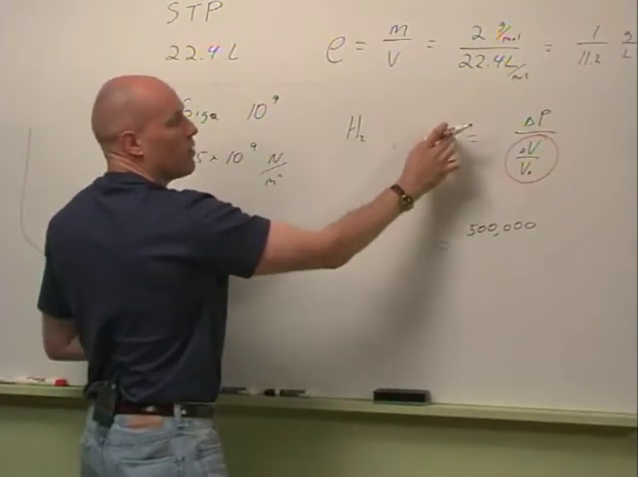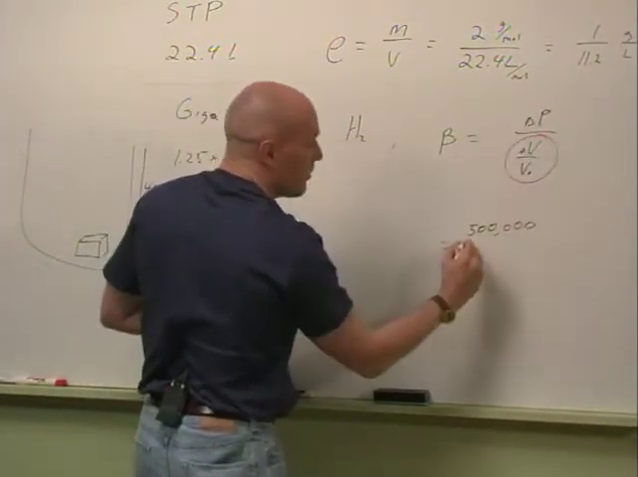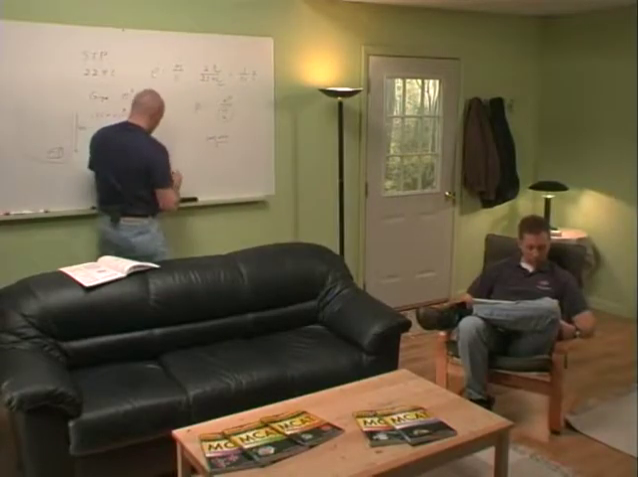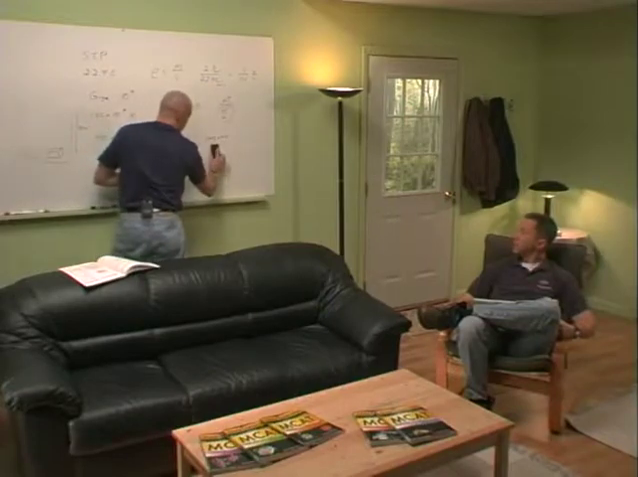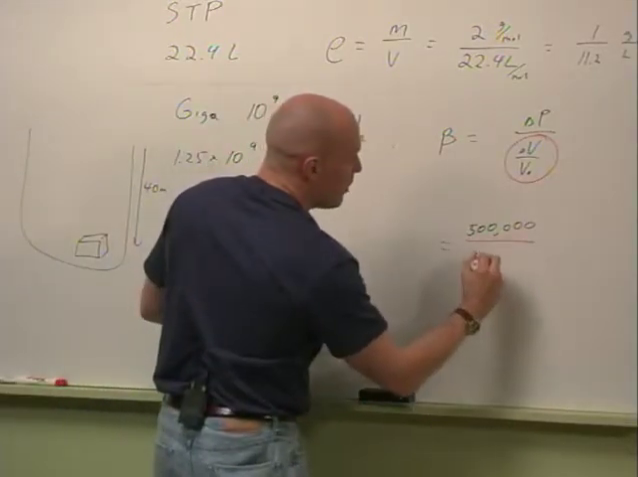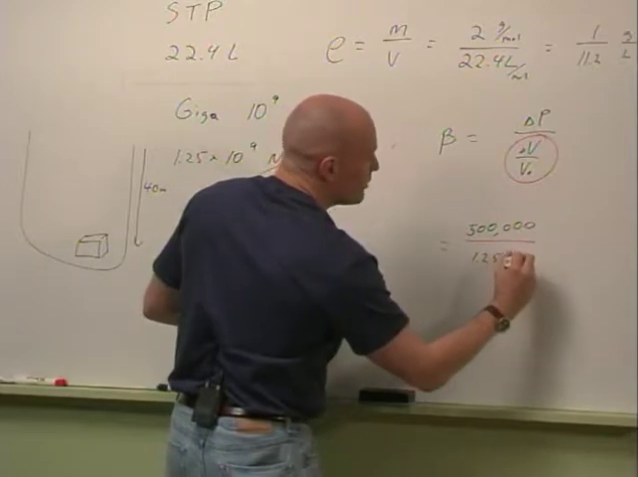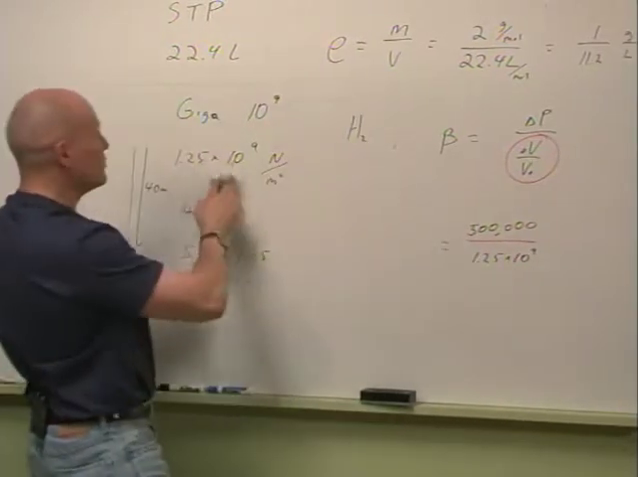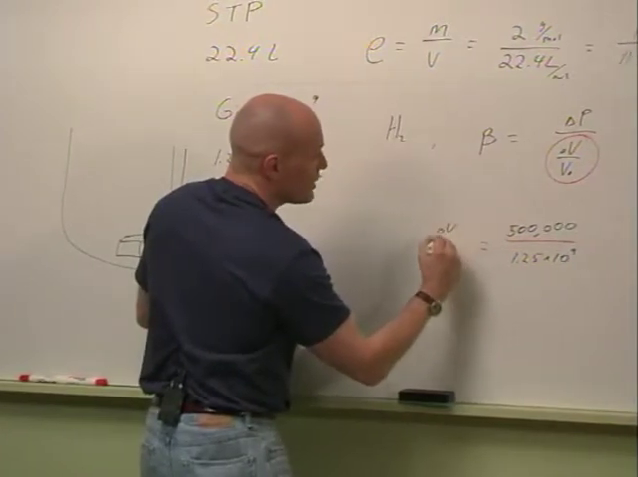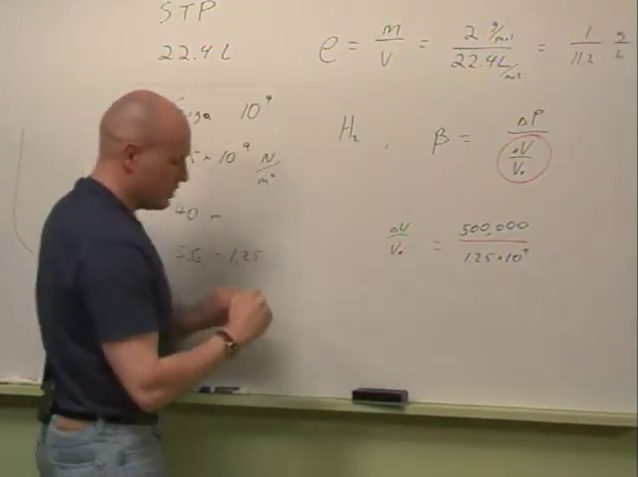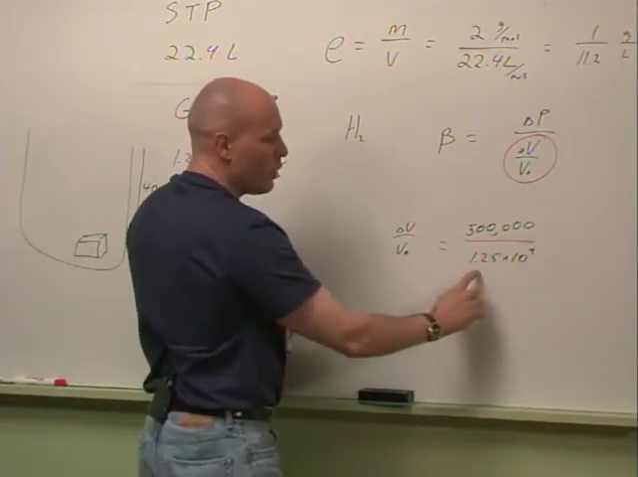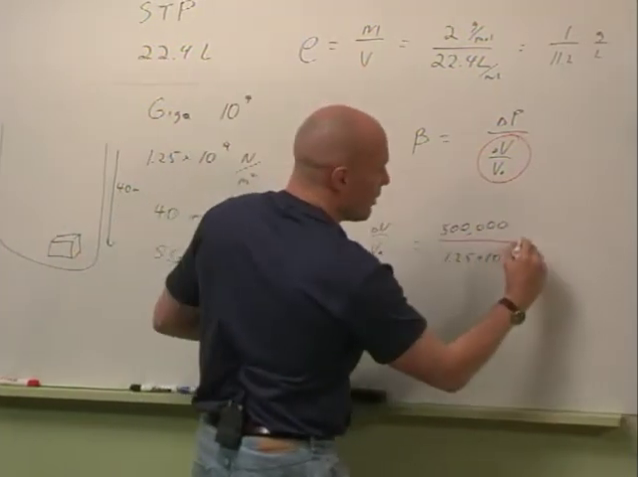I'm going to bring that over here, and I'll bring the bulk modulus underneath here. So now I need the bulk modulus. They give that as 1.25 times 10 to the 9th. That's my giganewtons that they gave me in the question. And that's going to equal my fractional change in volume. So I've got 5 times 10 to the 5th over 1.25 times 10 to the 9th.